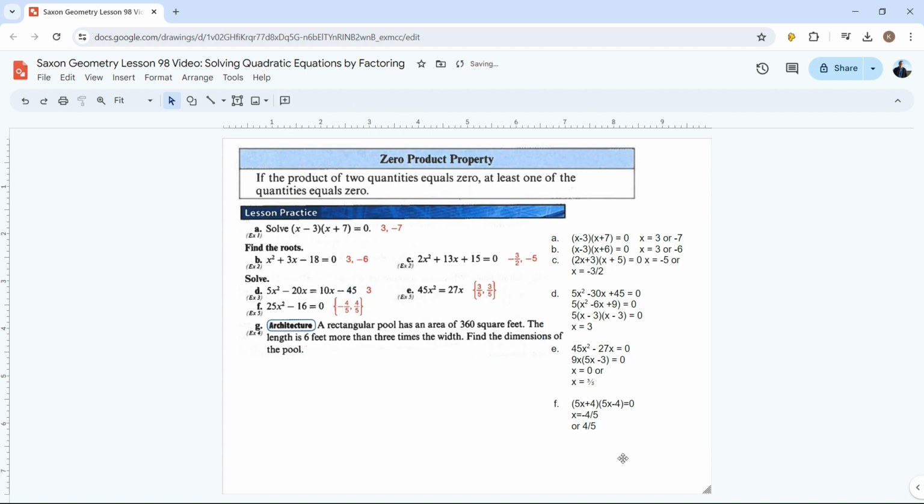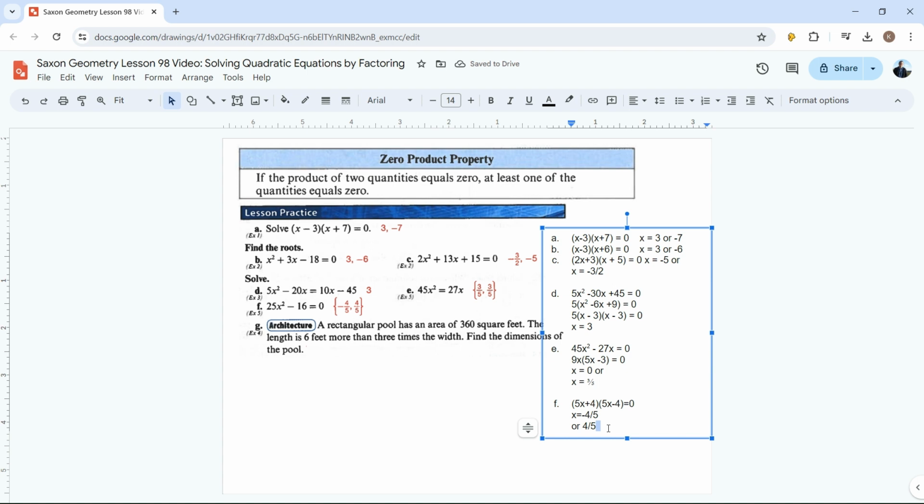There it is. And then lastly, letter G, a rectangular pool has an area of 360 square feet. The length is 6 feet more than 3 times the width. Find the dimensions of the pool. This is a real world problem, and what we need to do is set this up as a real world problem, but in the context of a quadratic equation. What is the equation for the area of the pool? Well, it's just going to be length times width.